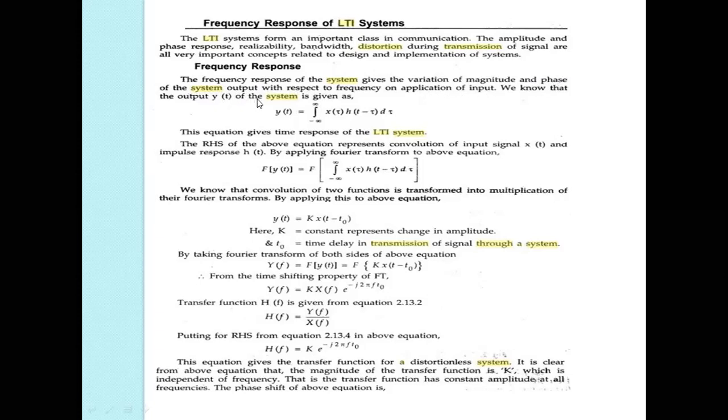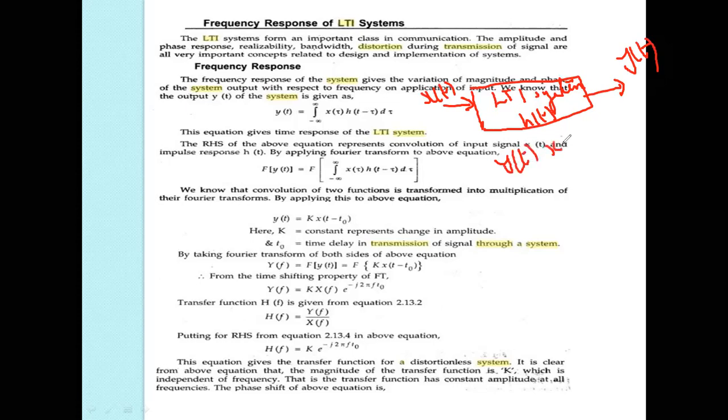You know that the output y of t of the system is given by the convolution relation. When x of t is the input, internally there is a linear time invariant system with impulse response h of t, with input x of t as continuous. To get the response y of t, what is y of t here? The convolution between the input and h of t.